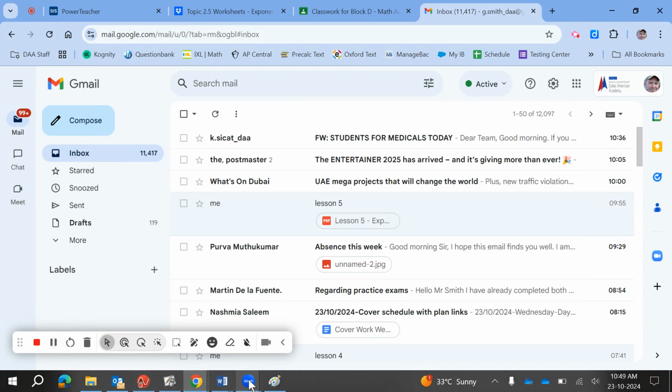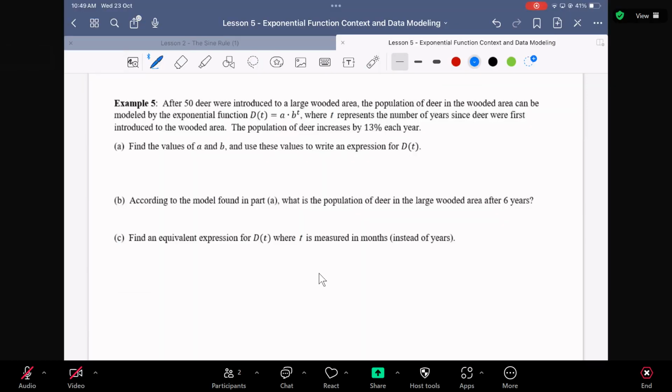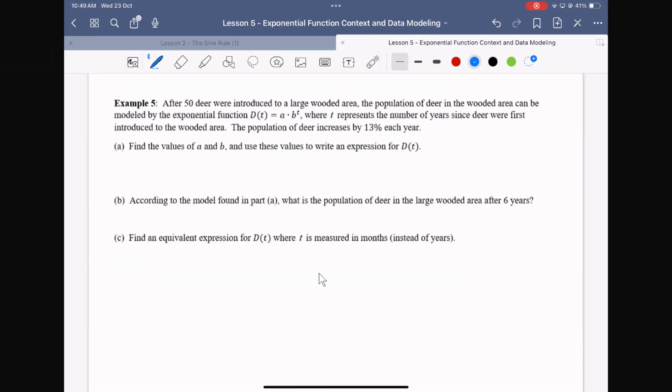Okay, continuing on. Example 5. After 50 deer are introduced to a large wooded area, the population of deer in the wooded area can be modeled by the function, where t is the number of years since the deer were first introduced into the wooded area. The population of deer increased by 13% each year. Find the values of a and b and use these to write the function d of t.